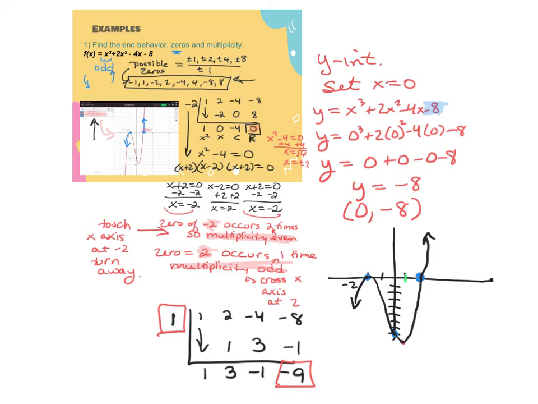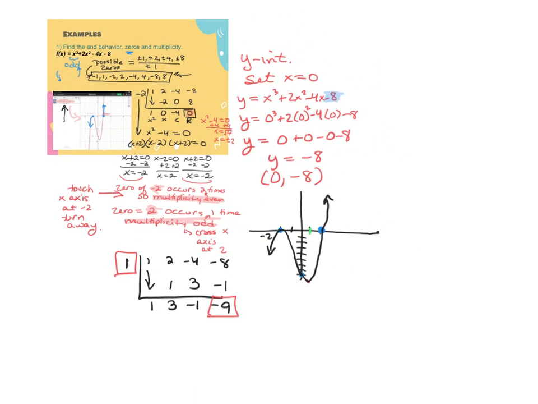So that's how we're going to be graphing. You're going to need to find additional points by using synthetic division. I could have also found my additional point by taking my original equation, x cubed plus 2x squared minus 4x minus 8, and plugging in 1 for x. I can get the ordered pair this way. Honestly, the synthetic division is a lot easier.